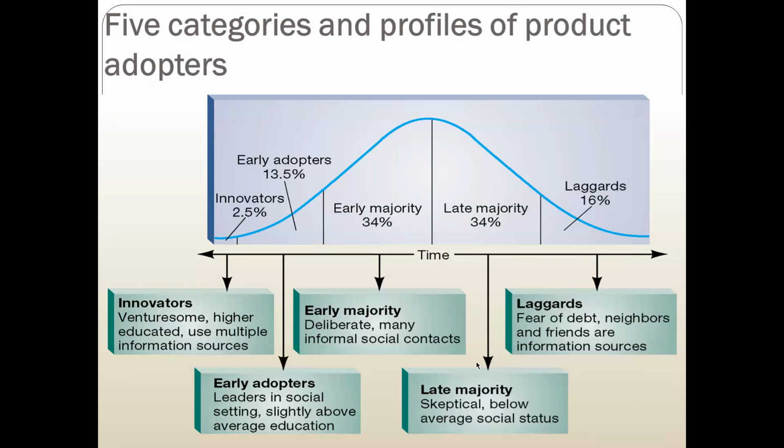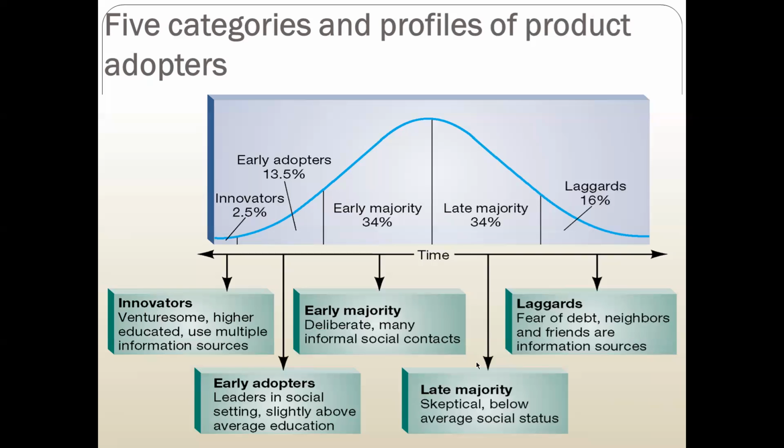Then will come early adopters. They make up 13.5% of the whole consumers, the whole market. And what are the features of the early adopters? They are leaders in social setting. They know a lot about this product. They have slightly above average education. Then comes the majority of the buyers or consumers. They are early majority. They are deliberate, with many informal social contacts. And then the late majority, they make up 34% of the whole consumers. What are their characteristics? They're skeptical. They have below average social status, and they will buy the product when it grows into the maturity level.